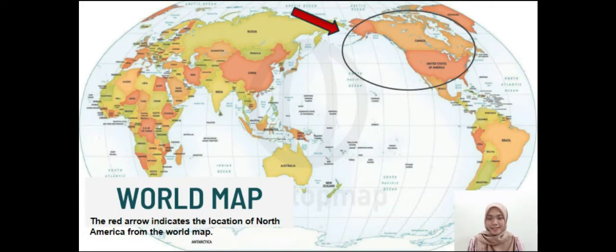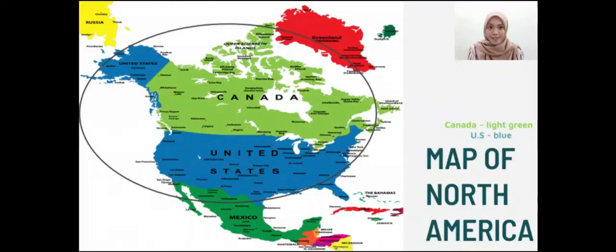As you can see, the one in the circle on the right side and the red arrow indicates the location of North America region from the world map. So let's zoom into the map to see the North America region clearly. As you can see there, North American region only consists of 2 countries, which are the United States and Canada.